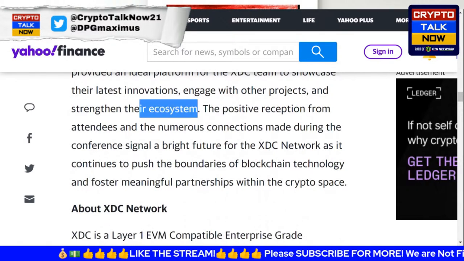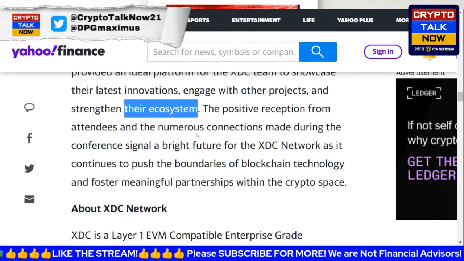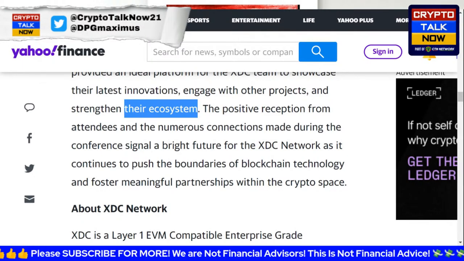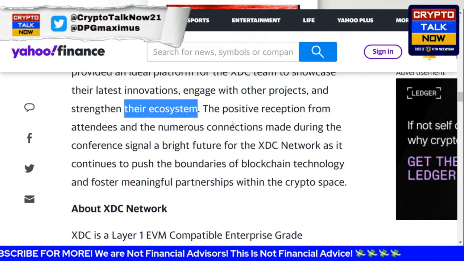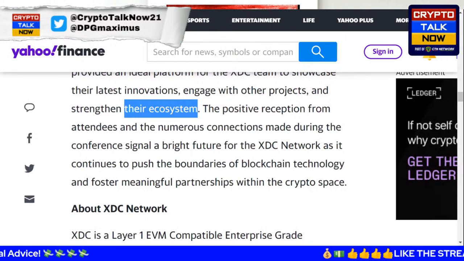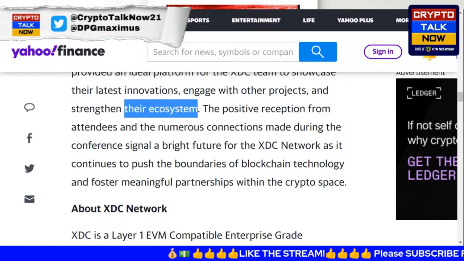And like I've always mentioned, that's one of the key proponents for XDC, being able to strengthen their ecosystem. We could talk all day long about the trade sector and so on, but you've got to keep in mind there's other things that they're doing with XDC, right? And building that ecosystem up. All they need is just a couple key players to really get this thing going.